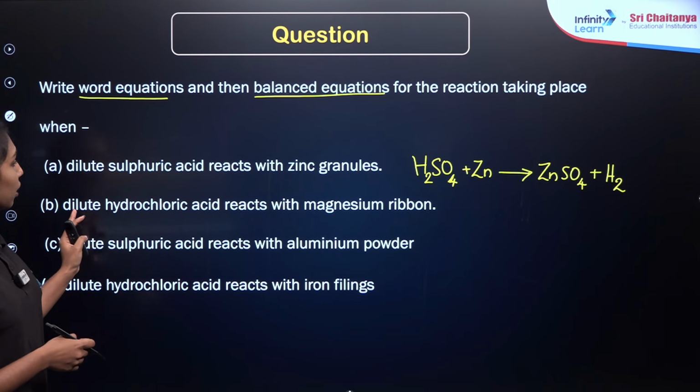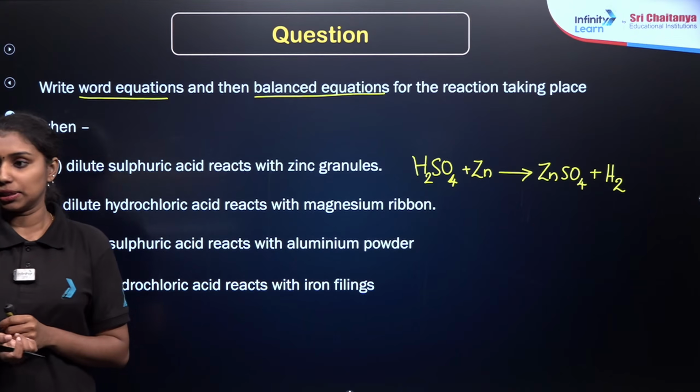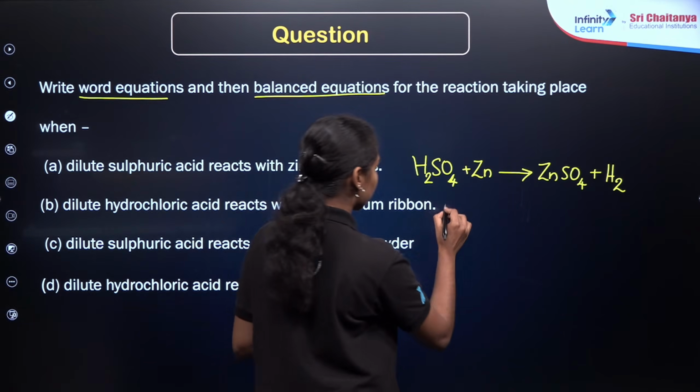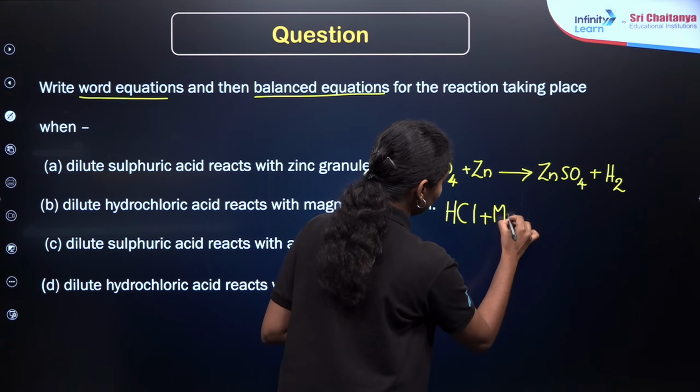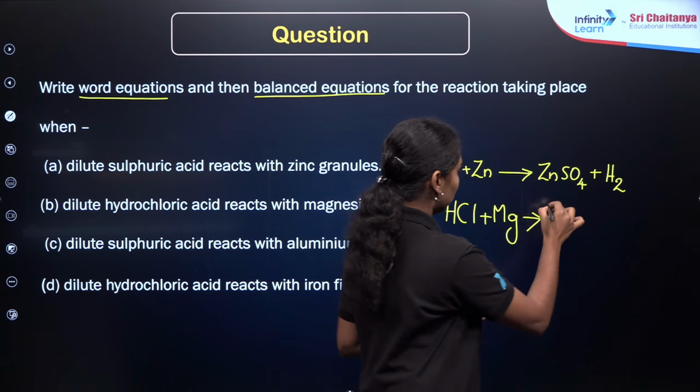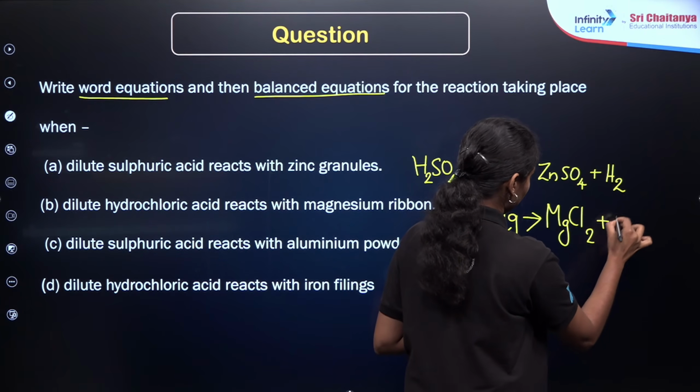Okay, fine. So what about the case of the second reaction? Dilute hydrochloric acid reacts with magnesium ribbon. So dilute hydrochloric acid, as we already know, HCl, will be treating with magnesium to form the corresponding salt, magnesium chloride, plus hydrogen, right?